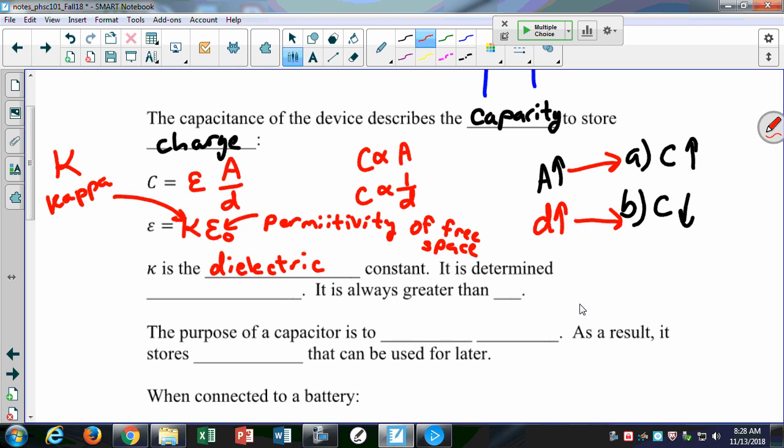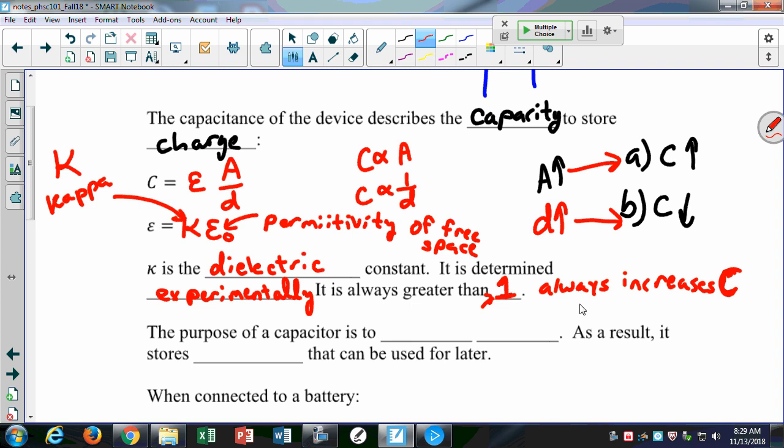So kappa is the dielectric constant. It is determined experimentally, which means you just measure what it is. Different materials have different dielectric constants. Paper, plastic, wood, glass, those have different values for what kappa is. But it's always greater than 1. It always increases the capacitance. This is a 1 right here.